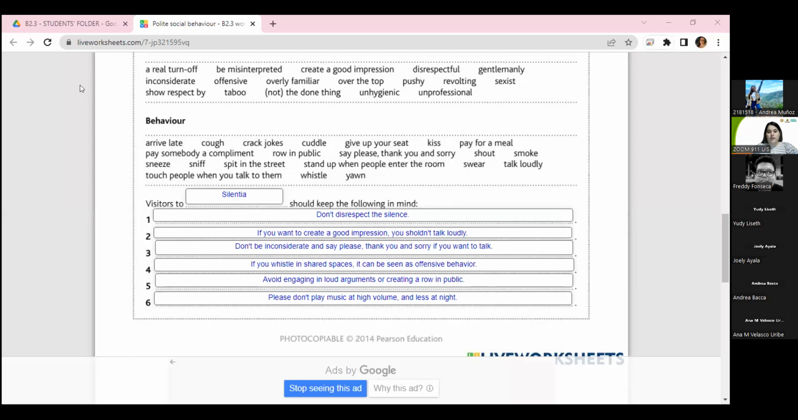Okay, very good. Our country is Silencia. Visitors to Silencia should keep the following things in mind. First, don't disrespect the silence. Second, if you want to create a good impression, you shouldn't talk loudly. Don't be inconsiderate and say please, thank you, and sorry if you want to chat. If you whisper in shared spaces, it can be seen as offensive by other persons. Avoid engaging in loud arguments or creating a row in public. And finally, please don't play music at high volume, at least in the rooms at night.